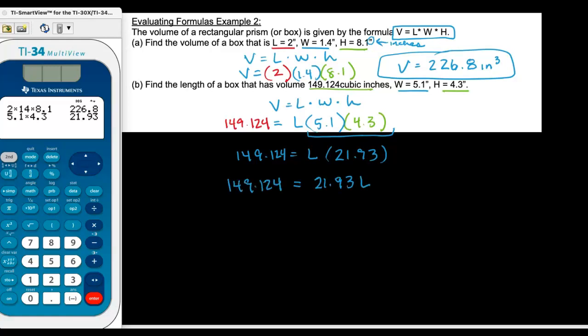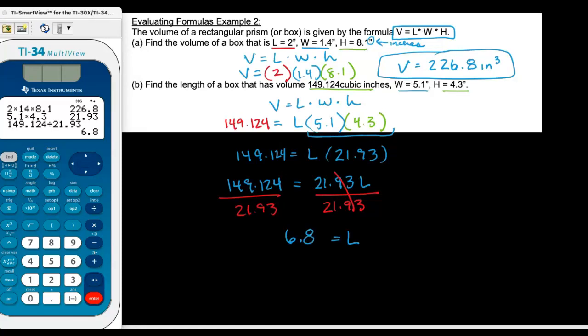149.124. And then I solve by getting rid of that 21.93, and I'm going to do that by dividing, because that's the opposite of multiplying. So those go away, and I'm just left with 149.124 divided by 21.93. And I'm left with an answer of 6.8.